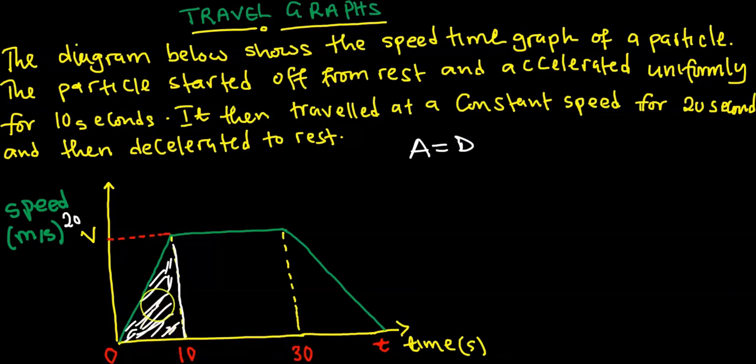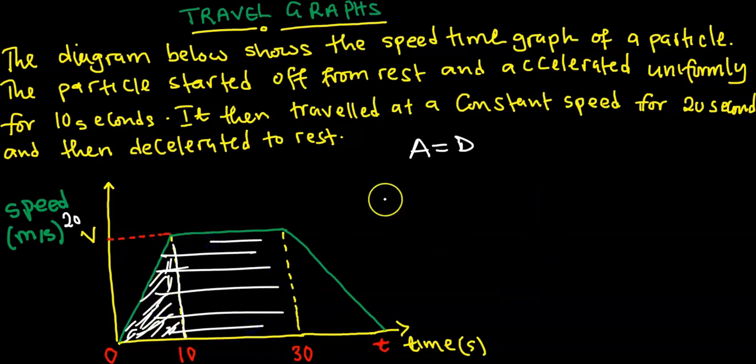In the first 10 seconds, we said this one was a triangle, a right angle triangle. What about in 30 seconds? So we have the whole of this shape. What shape is this? So now this is the trapezium. The trapezium is just a shape with two parallel sides. So these sides are parallel.